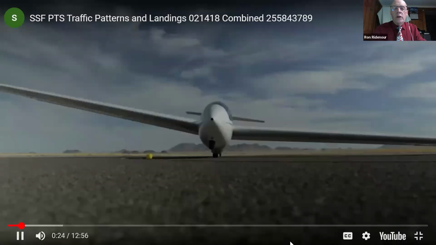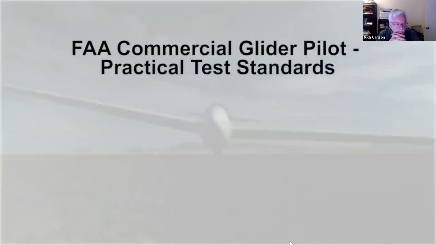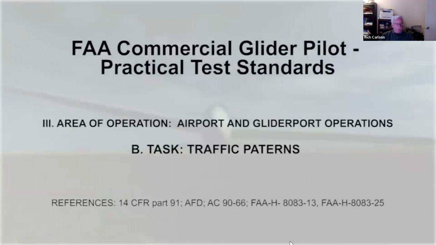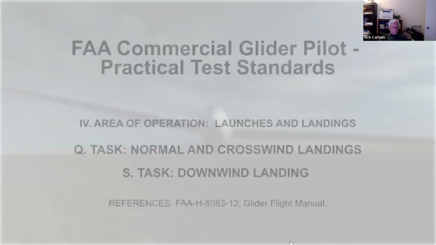Now we're good. The following video refers to the traffic pattern and landing tasks required in the FAA Commercial Glider Pilot Practical Test Standards. In this video, we'll cover items from Section 3, Area of Operation, Airport and Glider Port Operations, Item B, Task, Traffic Patterns, and Section 4, Area of Operation, Launches and Landings, Items Q, Normal and Crosswind Landings, and Item S, Downwind Landing.